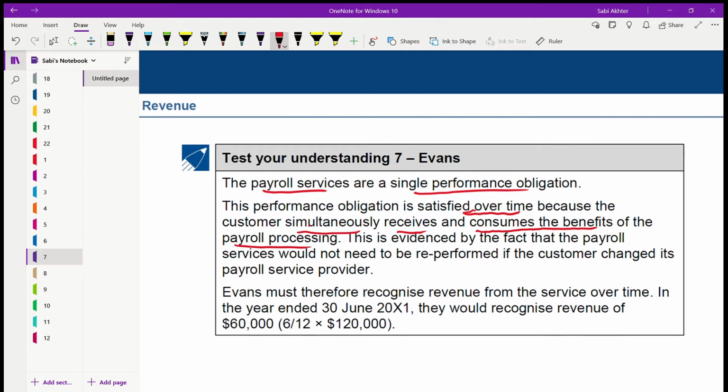Okay, remember always in the exam, if they ask you to recognize revenue, you need to understand what type of good or service it is. Is it a good or is it a service? If it's a service, then it is over time. If it's a good, you need to decide whether it is at a point in time or over time. If it's over time, you need to spread it over time. You need to recognize revenue like that.